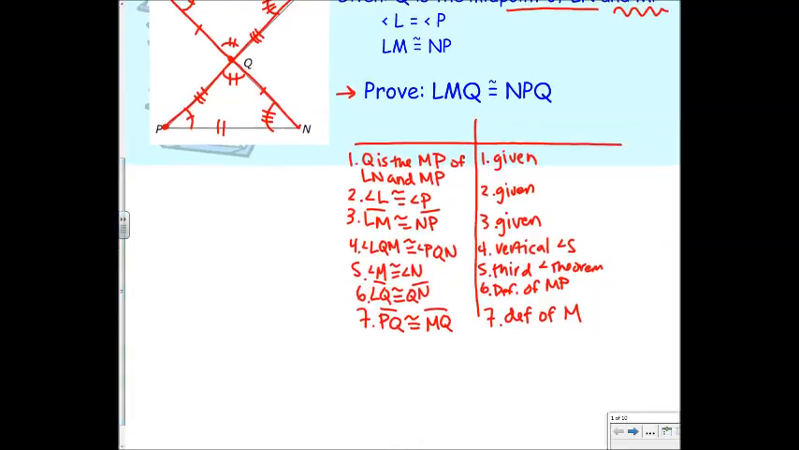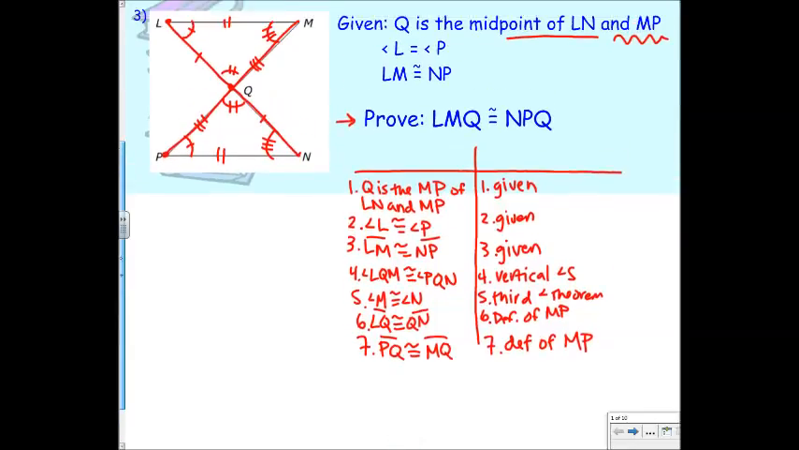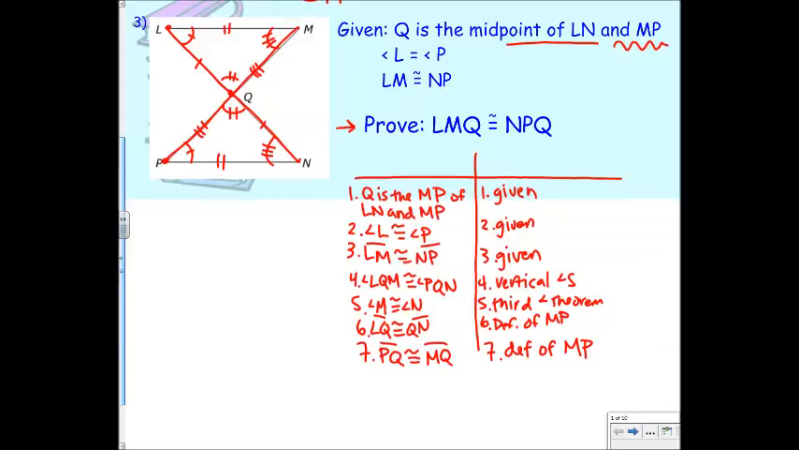Now we have all the sides and all the angles, so I'm finally done. So finally, down here in step 8, I can say what I wanted to prove from the beginning, which is triangle LMQ is congruent to NPQ. And I can say that based on the definition of congruent triangles, because all three sides and all three angles were congruent. So I know that they're congruent.